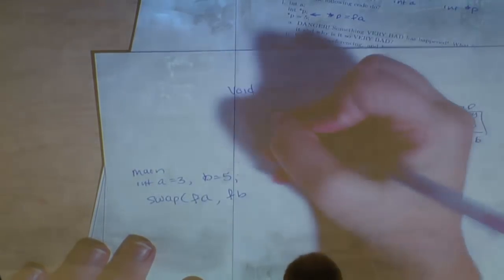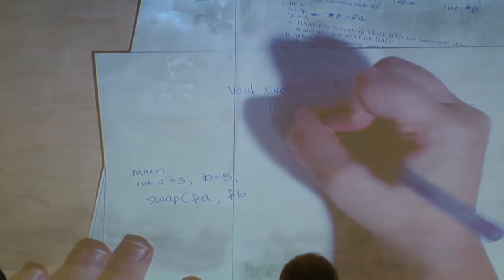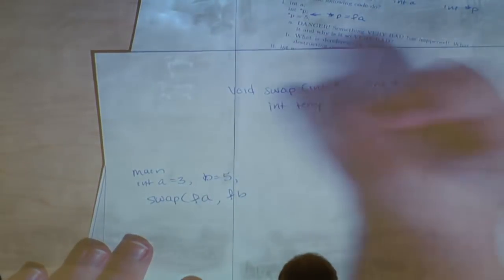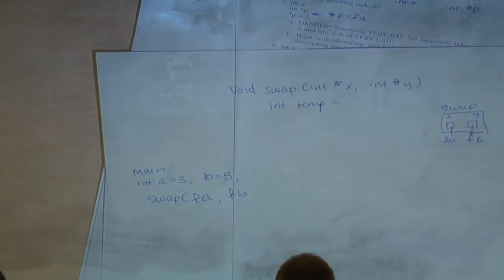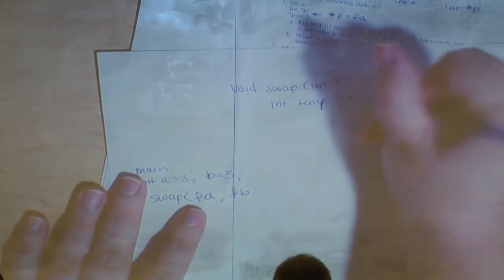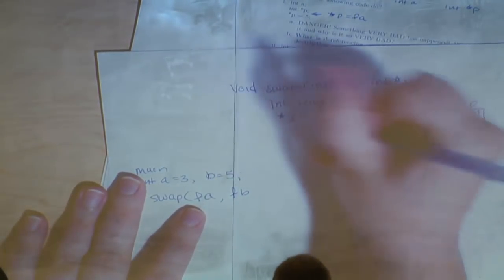So we do the same thing that we did before. We do our int temp. But instead, we need to dereference. We need to get to where x is pointing. X is pointing to a, so we need to dereference x. So we do star x. And now we can set them equal to each other, so we need to dereference both.